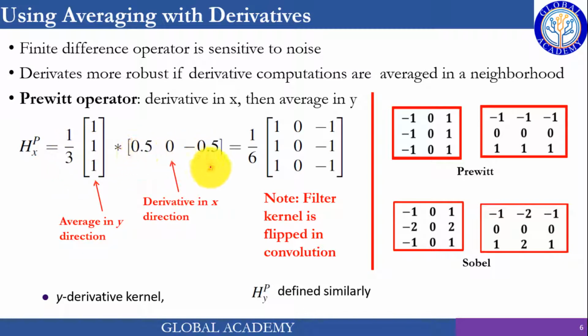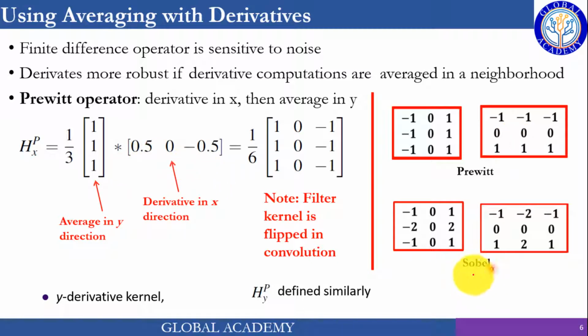So 1, 0, minus 1 along each row. That's the output of convolution of these two horizontal and vertical masks. So we got this 3 by 3 kernel, which is called the Prewitt operator. And similarly, we can design another operator along the x-axis, I mean horizontal, using the same concept.